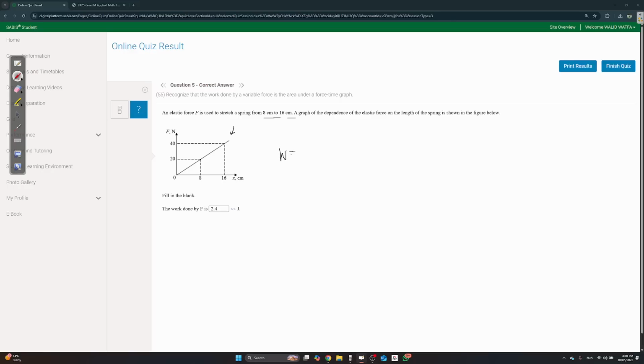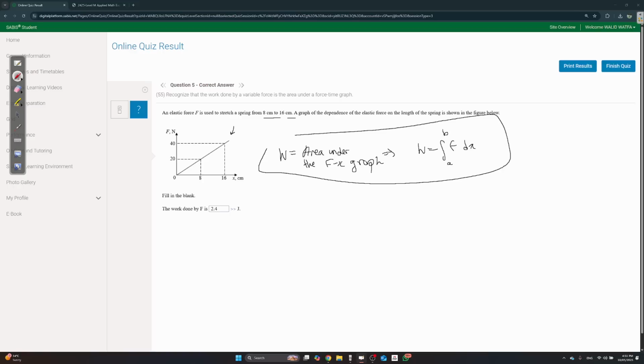The work is always equal to the area under the F-x graph, okay? And this is, by the way, the same as saying work is equal to the integral of F dx. These two are the same thing. Whenever you have area under something, it is also equal to the integral of that. Anyways, so they give us the graph. Let's just find the area.